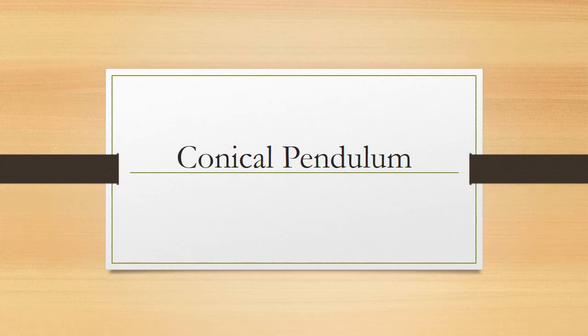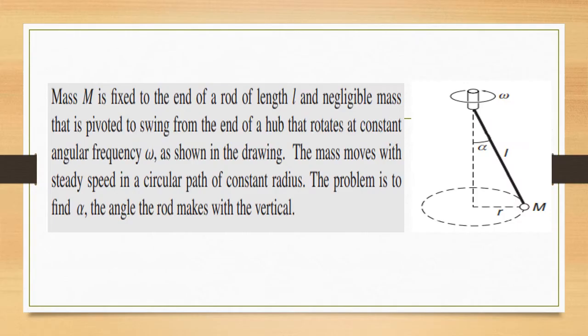Hello students. Our next example is the conical pendulum. Here is a mass m fixed through a massless string of length L, tied to the end of a hub that rotates with a constant angular frequency omega. So the mass will be rotating around this circular path with an angular frequency omega, and the string is at an angle alpha with the vertical.